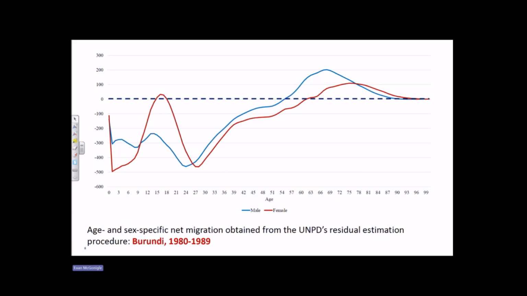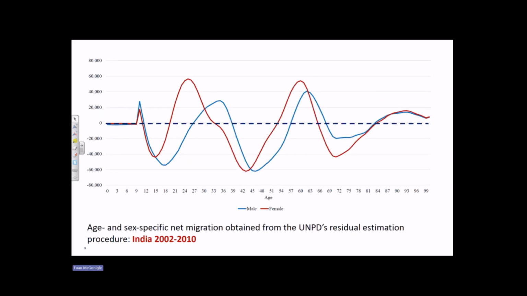Why would net migration be very negative for these age groups, and for females close to 0 for these age groups, and then very negative, and then increasing? Why would males and females differ? Is that a real pattern of net migration, or is that a function of errors in the population or birth estimates? Here's one from India. It's all over the place. So it's hard to come up with a theoretical explanation for why net migration by age and sex would look like this.